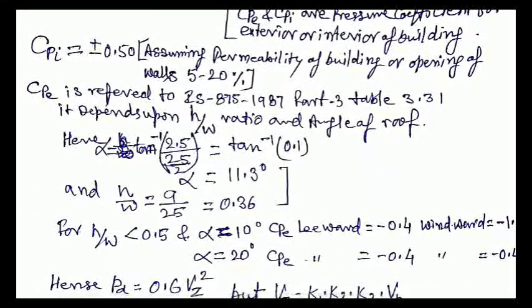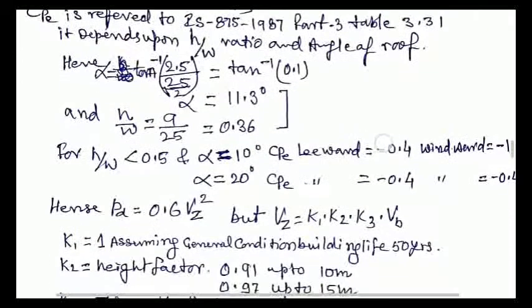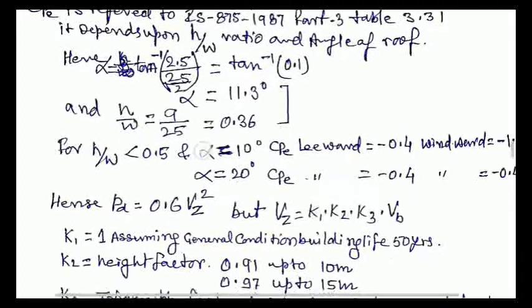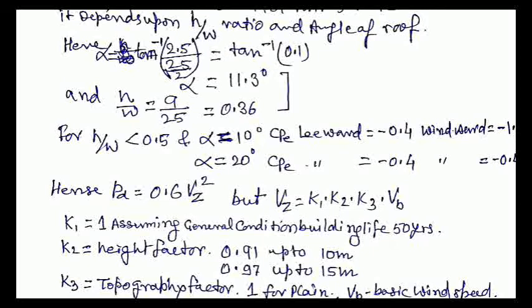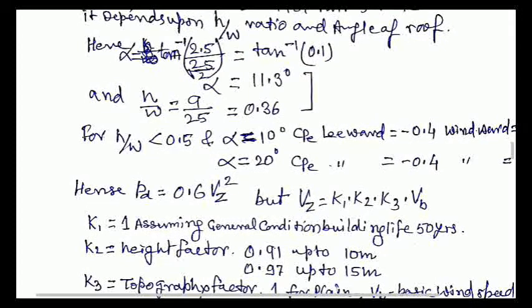So tan inverse 2.5 divided by 25/2, this will be equal to, alpha comes out to be 11.3 degree, and H by W means height divided by width, H by W, this will come out to 9 divided by 25. 9 is height of the shed or height of the shed up to eaves divided by total span, 9 by 25, it comes out to be 0.36.